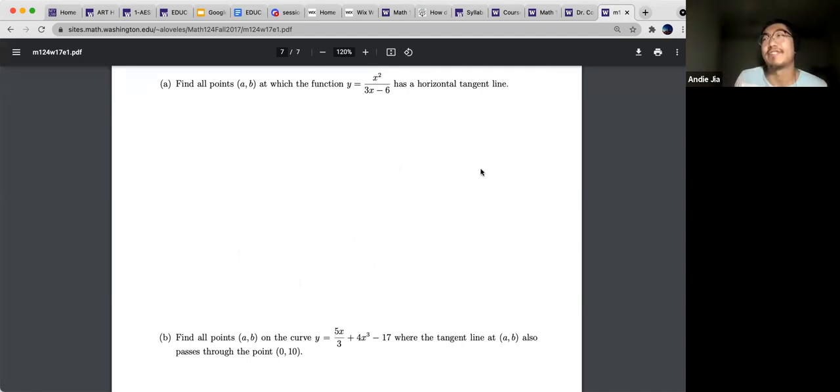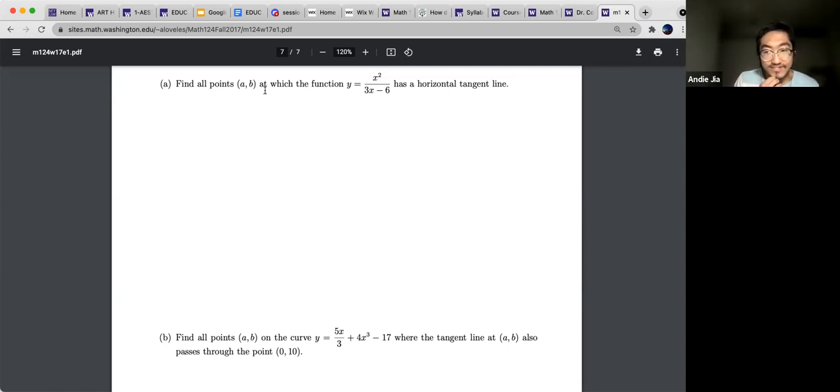Then define the y prime and set y prime equal to 0. Make sure it is the numerator equal to 0, not the denominator. Because if you make the denominator equal to 0, the function is undefined. It is an asymptote. If your y prime of x is a fraction or a rational function, then set the numerator equal to 0. That gives your points A, B, which have horizontal tangent lines.